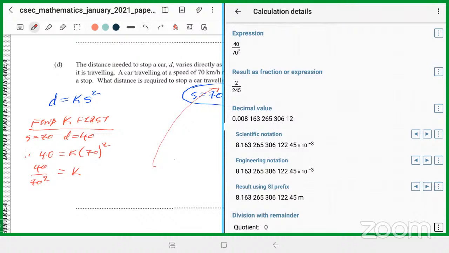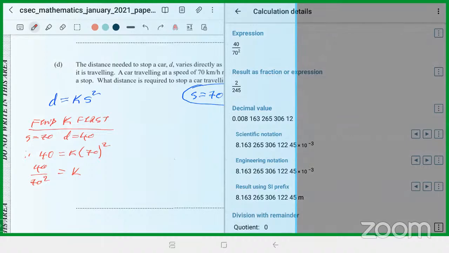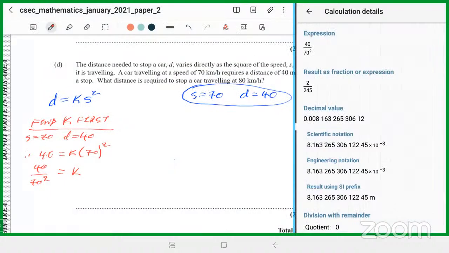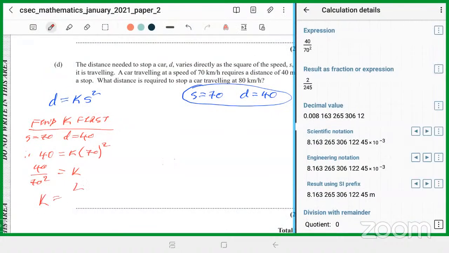All right, so I'm going to work back with that fraction. Let me write it here. So K equals 2 over 245. So I'm going to take this now and put it here for K. So I'm going to get my D, the stopping distance, is equal to 2 over 245 times my speed squared.